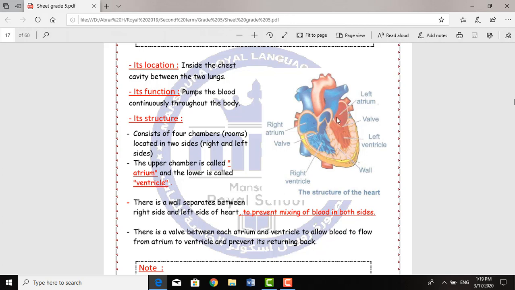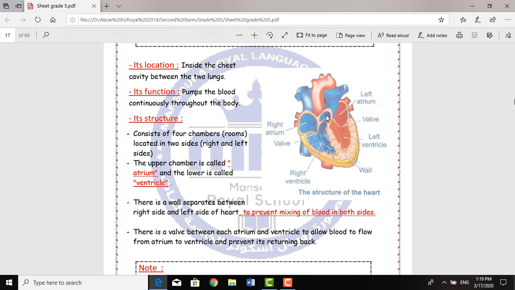The upper chambers are called atrium. So here I have left atrium and right atrium. The lower chambers are called ventricles. So I have left ventricle and right ventricle. Again, the heart consists of 4 chambers. The upper chambers are called atrium or atria, the left atrium and the right atrium. And the lower chambers are called ventricles, the left ventricle and right ventricle.